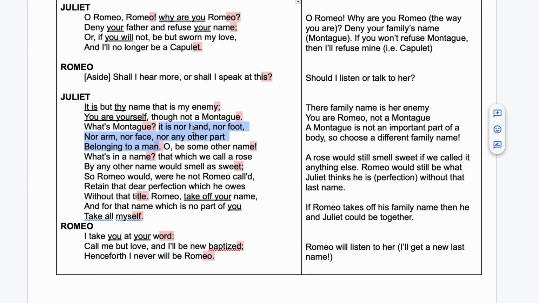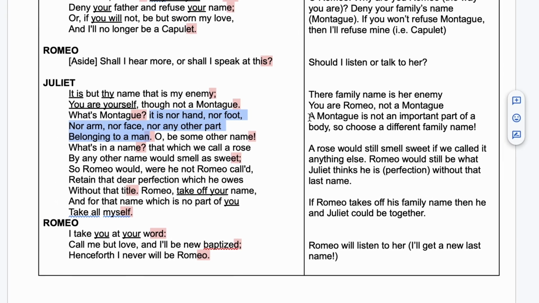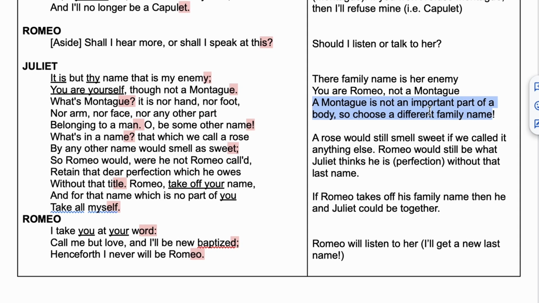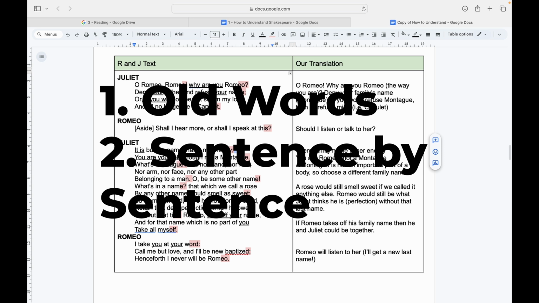Then this next passage is just 2 lines. It is nor hand, nor foot, nor arm, nor face, nor any other part belonging to a man, which basically they translated, a Montague is not an important part of the body, so choose a different name, which is, oh, be some other name. So if you can take those 2 ideas, translate the really common words, the thee, thou, thine, doth, art, and go sentence by sentence, you can easily translate any passage within Shakespeare.